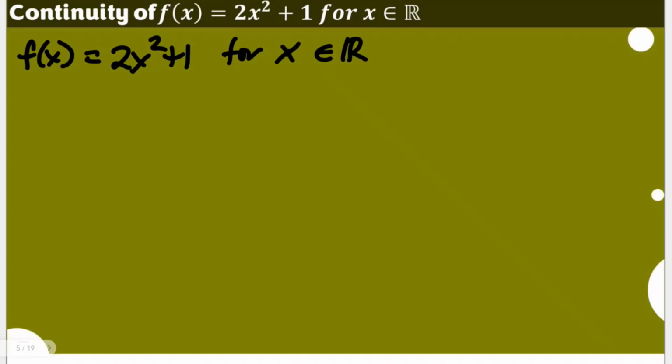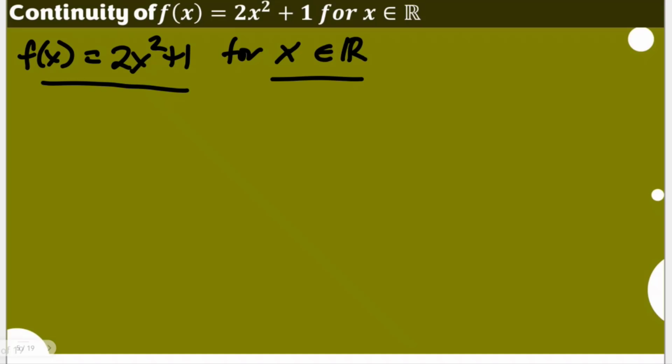Of course, this is what we consider a polynomial function, or specifically a quadratic function. And we know that quadratic functions are continuous on R, or generally, polynomial functions are always continuous on R. That would mean it would already fit here in our calculus concepts. But here, we're going to show again the proof of this using the definition.